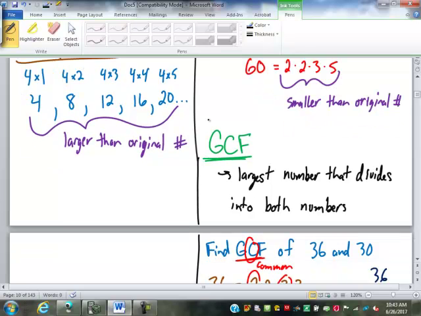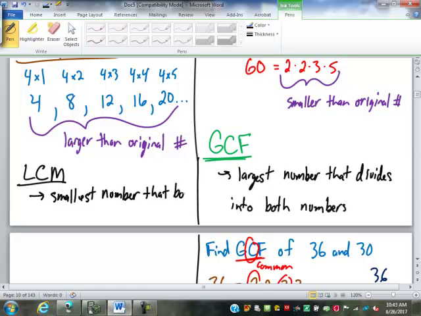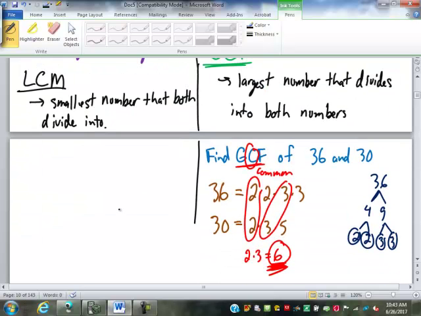Least common multiple, LCM. Least means the smallest number that both of the numbers given divide into. So it's just kind of the reverse. The least common multiple of 12 and 18.